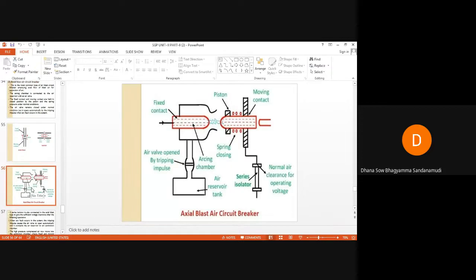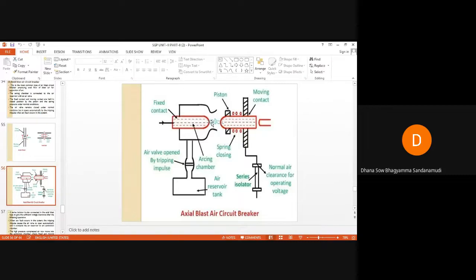So this arc chamber is connected to an air reservoir with an air valve. The fixed contact and the moving contact are held in closed position initially with the help of a piston. In this axial type of air blast circuit breaker there is a piston and compression springs, and these keep the moving contact in contact with the fixed contact.